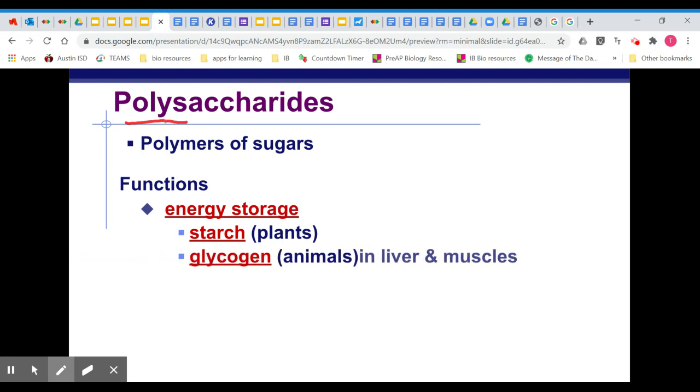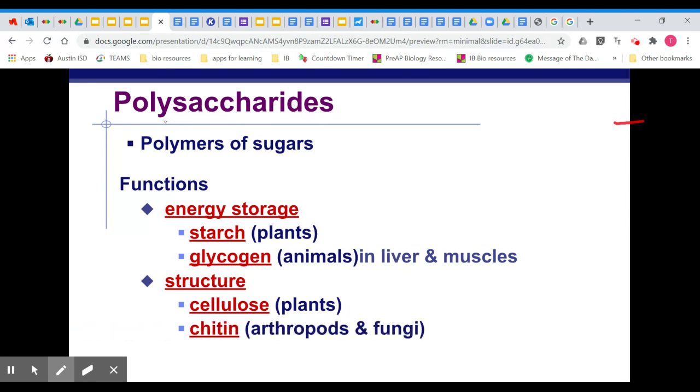So plants store their carbohydrates in a polysaccharide called a starch. In animals, we actually will break those down and then rebuild them into something called glycogen. And that's going to be stored in your liver as well as in your muscles. If you're a plant, you also use those polysaccharides for structure. So cellulose is going to be an example of a structural component. So that's what cell walls are made of.